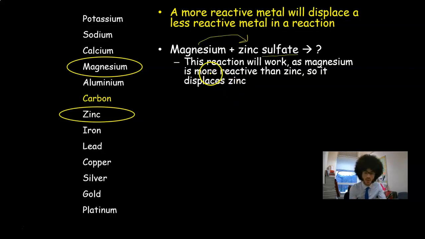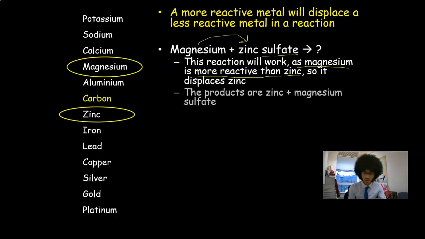Now, the important thing which I've articulated here is that I've mentioned that magnesium is more reactive than zinc. So when you're answering questions like this, making that super clear is really important. And as a result, my products will be zinc and magnesium sulfate. Now, if you look very carefully, all I've done is I've swapped the places of magnesium and zinc. Okay, so magnesium comes over here to form magnesium sulfate, zinc comes over here to be on its own to form zinc, and you can see the products written there.